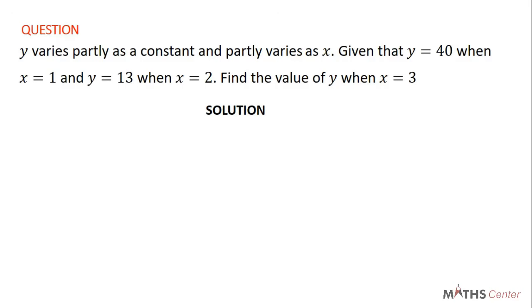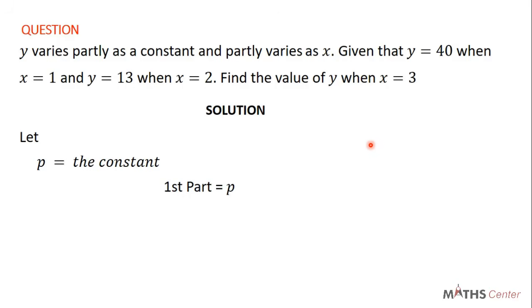The first part of our variation is a constant, and the second part we are being told that y varies as x. So for the first part we have a constant. Let's say that we are going to represent the constant with p. So let p equal the constant. That means that the first part of the variation is p. For the second part, y varies as x.